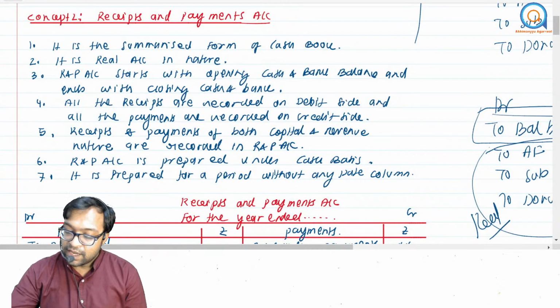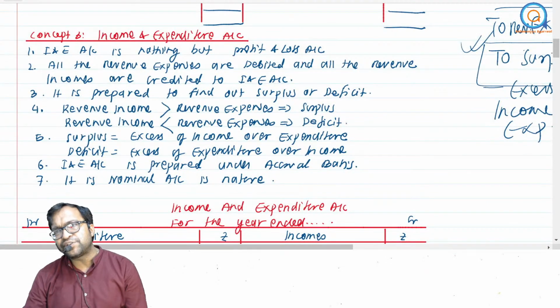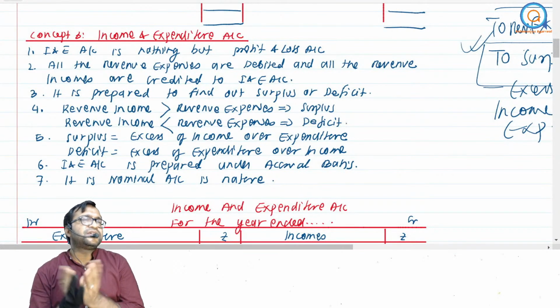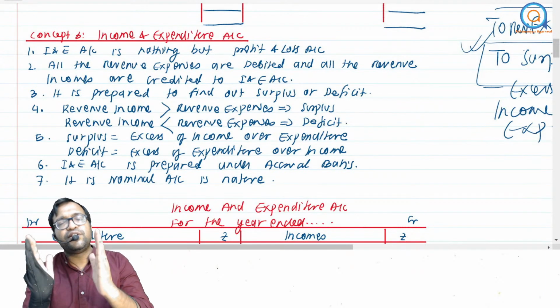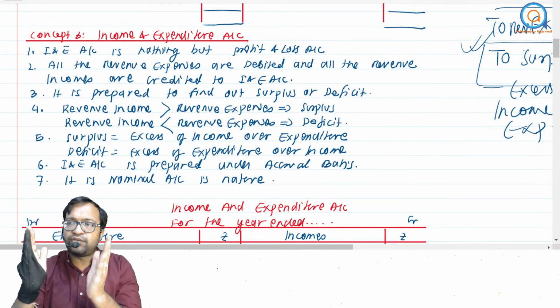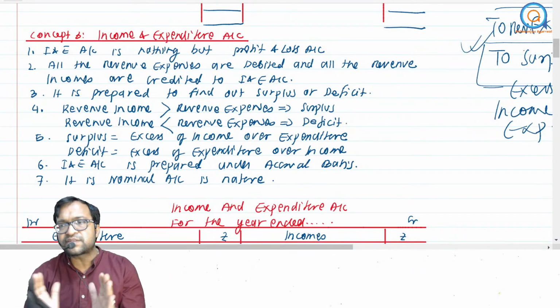Thank you. Next. Now, after receipts and payments, next is, sir, income and expenditure. Now, income and expenditure is nothing but PL account only. Correct na? All the revenue expenses are debited and all the revenue incomes are credited. Only revenue items come here.